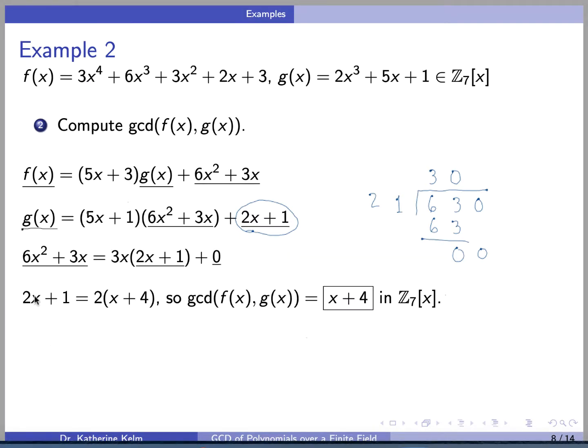Well, observe that 2x plus 1 is equal to 2 times x plus 4. If you multiply it out, you can see that that's what we get. 2 times x is 2x, 2 times 4 is 8, which is 1 in Z7. So the GCD of f of x and g of x is x plus 4 over Z7.